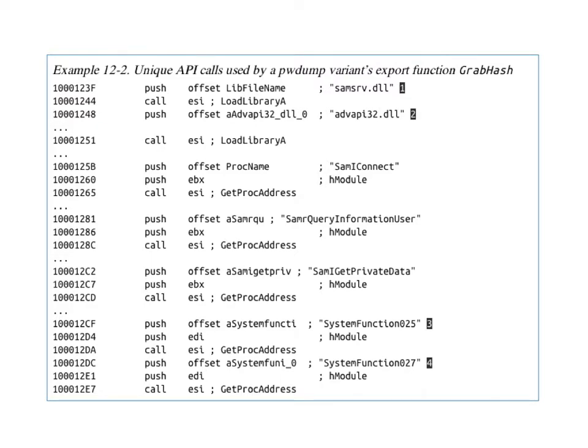So here you just see the names of the function calls: SamrServe, AddVAPI, SamiConnect, SamrQueryInformation, GetPrivateData, then system function 25 and 27, and all the rest of these just load the parameters for those calls. So you call those API functions, and that dumps out the hashes. Then what you've got is a hash. You don't have the password, but you can crack it with a lot of tools like John the Ripper and Offcrack and stuff. And Hashcat.